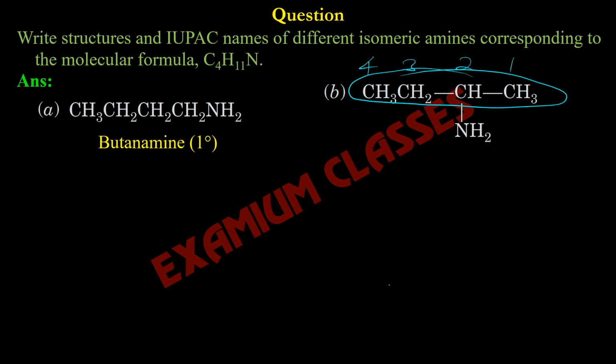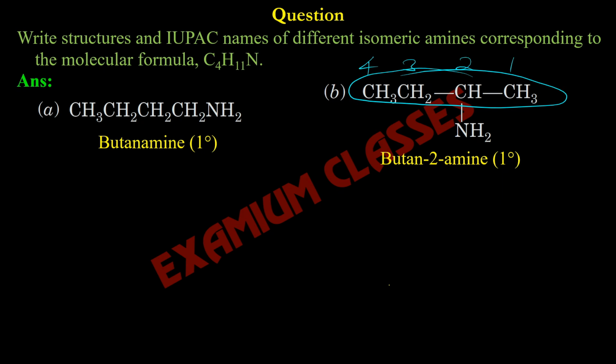Now you will say butane to amine. It is butane to amine. That's why I said that in the first case you should write butane 1-amine. Now again you will see whether there is any other possibility keeping the NH2 group intact.